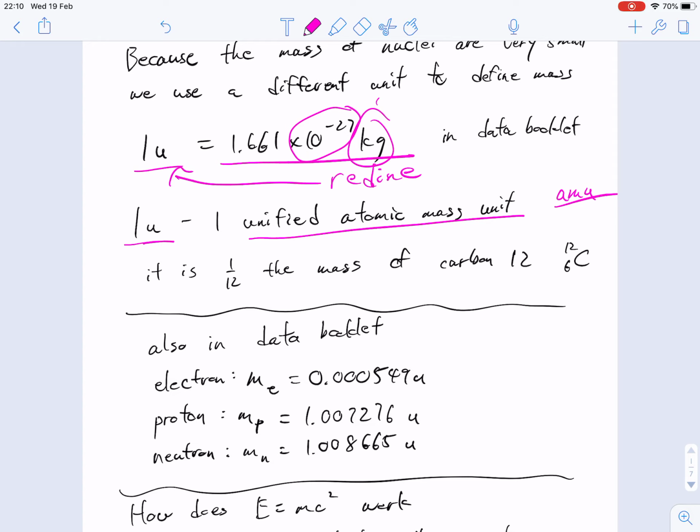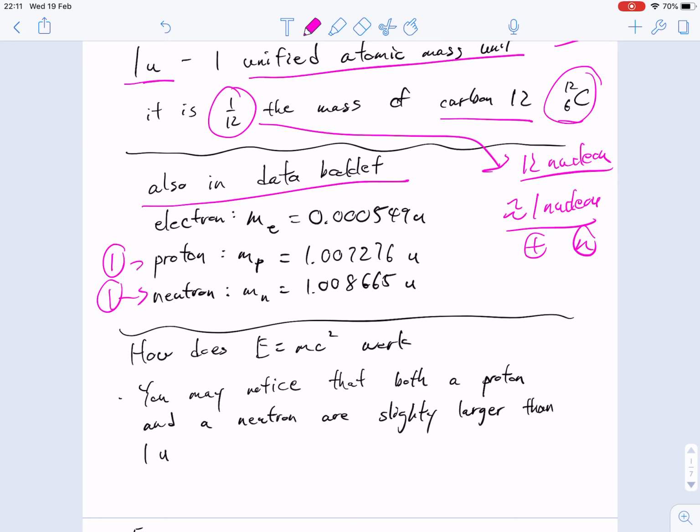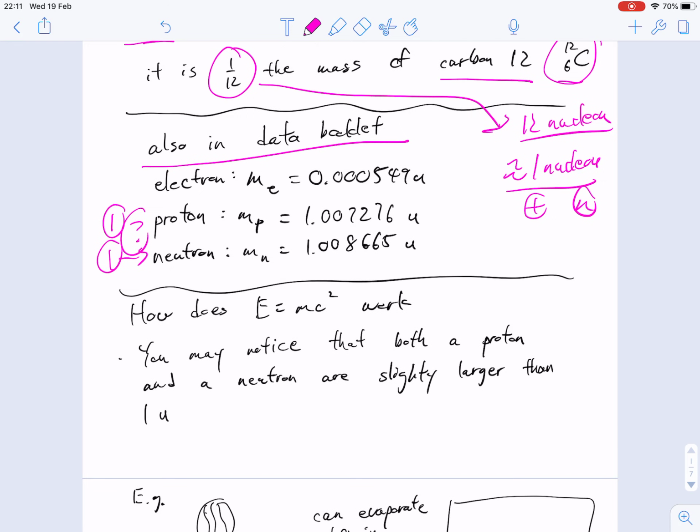You might notice this is kind of interesting. You might wonder, why would a proton or a neutron not be closer to one? Why wouldn't at least one of these, maybe the neutron, have been one? We're going to get into why that is a little bit later.